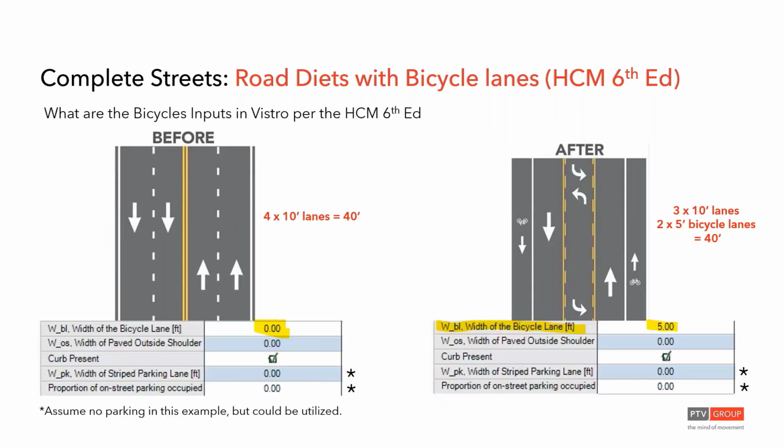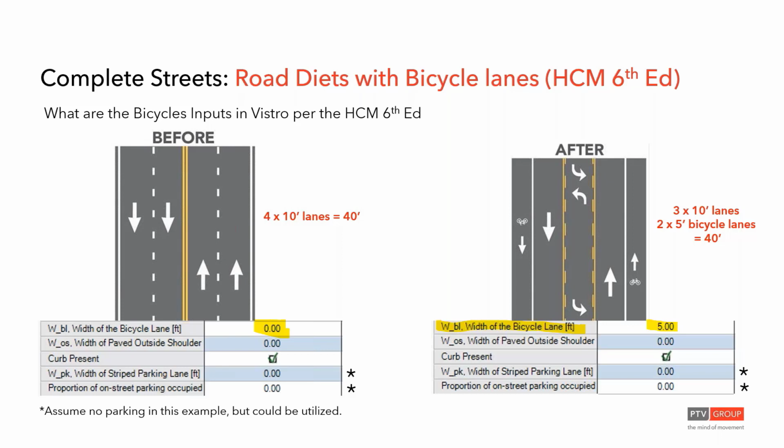This is a pretty typical city setup where you may have a 4-lane, 10-foot per lane roadway. So that gives you about 40 feet of space. And then you want to do a road diet of some sort down to a 3-lane case and squeeze in about 5-foot bicycle lanes on either side. And that gives you about 40 feet there as well.